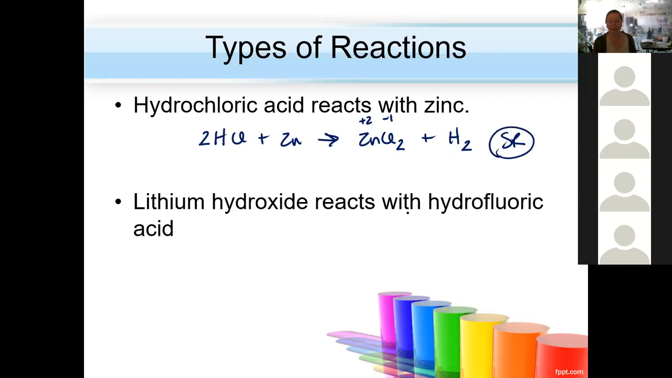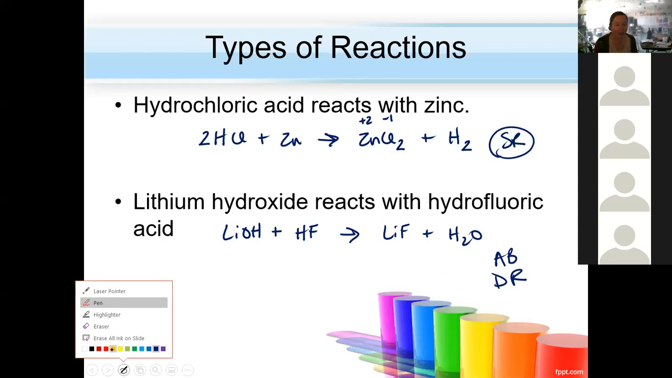One more. Lithium hydroxide reacts with hydrofluoric acid. What's that going to look like? LiOH plus HF. Is it going to give us lithium fluoride and water? Yes, it is. Very nice. So what kind of reaction is this? Acid-base neutralization. Sure is, which means it's also double replacement.